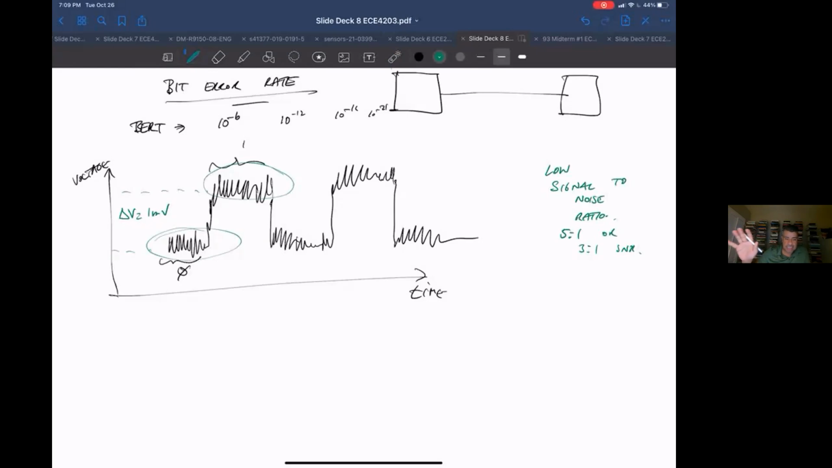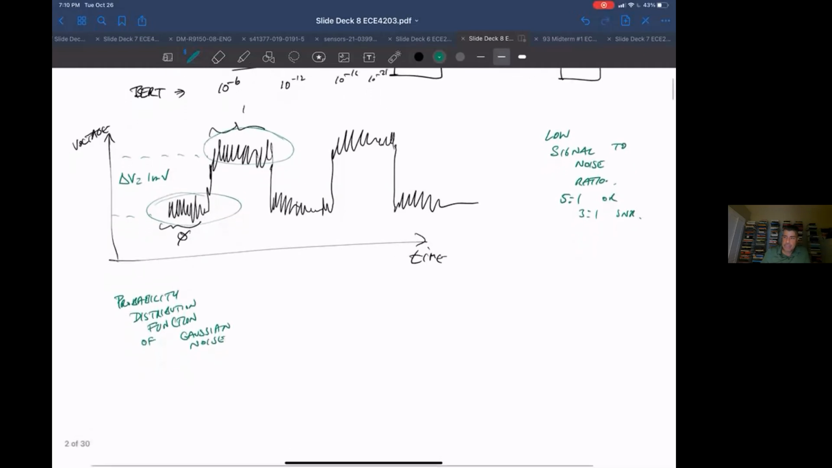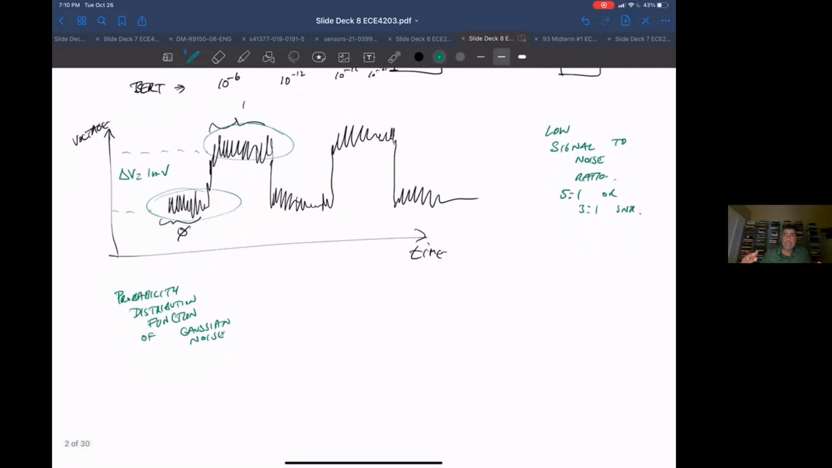No? So anyway, let me talk about the probability distribution function of Gaussian noise. Broadband noise means the frequency of the noise can be any frequency. It's not low frequency, it's not high frequency, it's broadband. This is the most fundamental case.